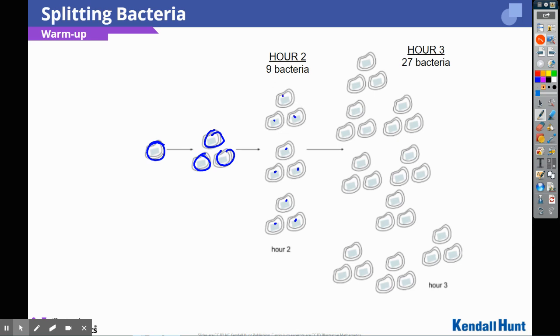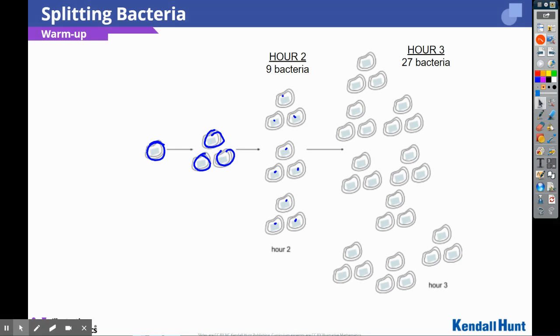And so that would give you 9 bacteria. And then for hour 3, those 9 bacteria would each split into 3 more bacteria. So you would have a total of 27 bacteria, or 9 groups of 3. Okay, so this was our lead-in into looking at what happens when you raise something to a power.